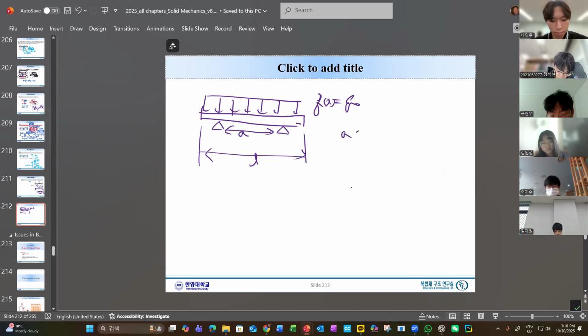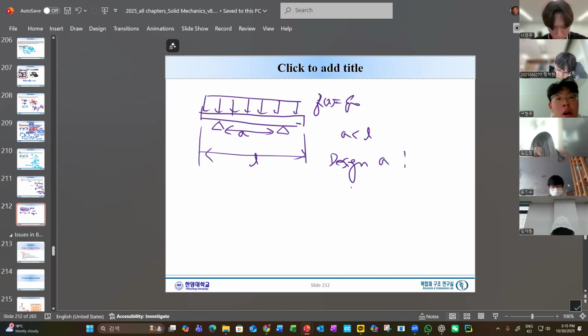Of course, A should be less than L. And imagine that A is a little small. See the design of A, very simple like this. What does it mean, design A?